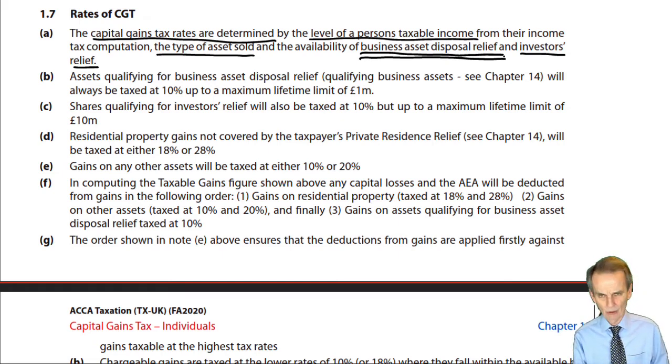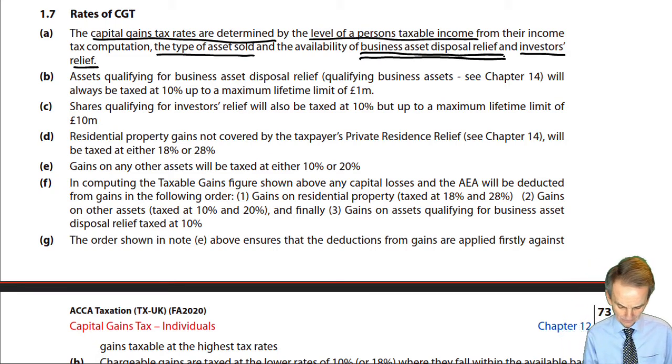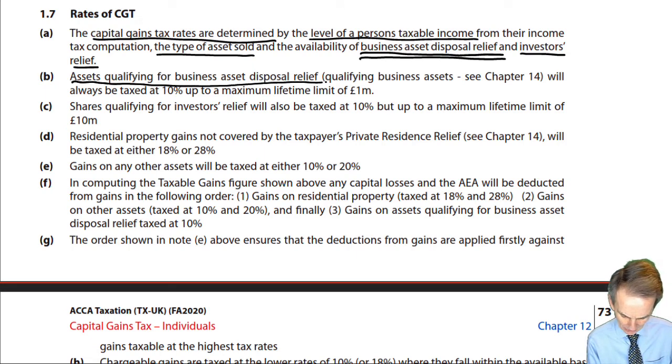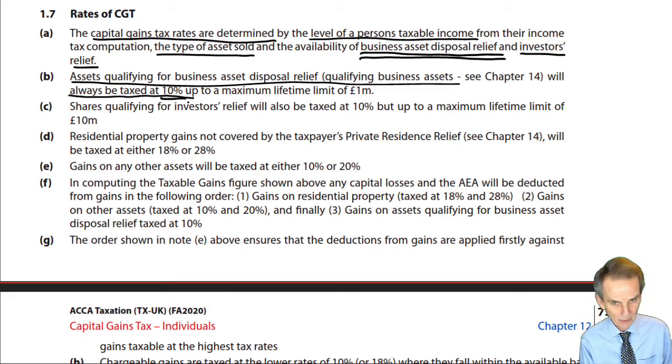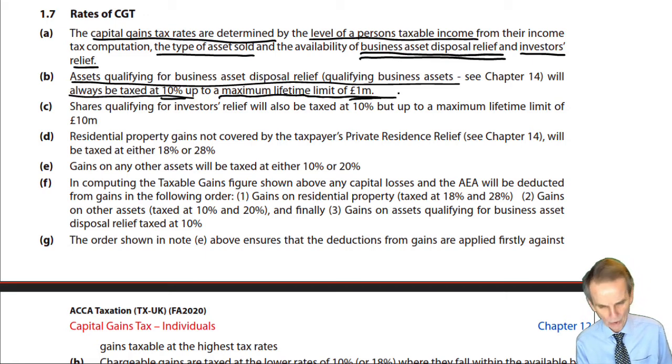So those are the critical issues, therefore, to be able to determine the CGT liability, to apply the correct rates to the relevant gains made in order to establish the total amount payable for the year. Assets which qualify for business asset disposal relief, a term we'll come to know and not necessarily love in Chapter 14, qualifying business assets, will always be taxed at 10%, up to a maximum lifetime limit of £1 million. For those of you who knew it, entrepreneurs relief of course had a lifetime limit of £10 million. Well, that's been cut hugely there. It's still a significant number, but down to £1 million.